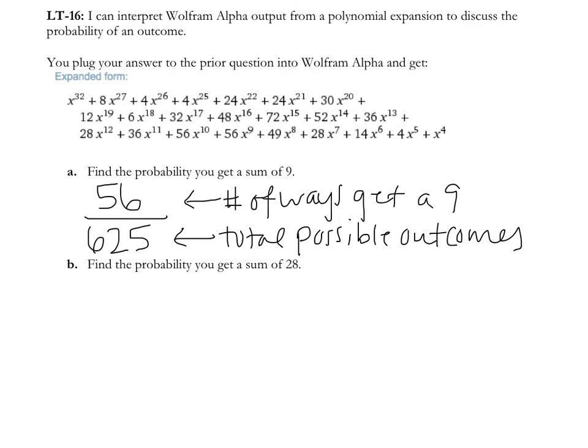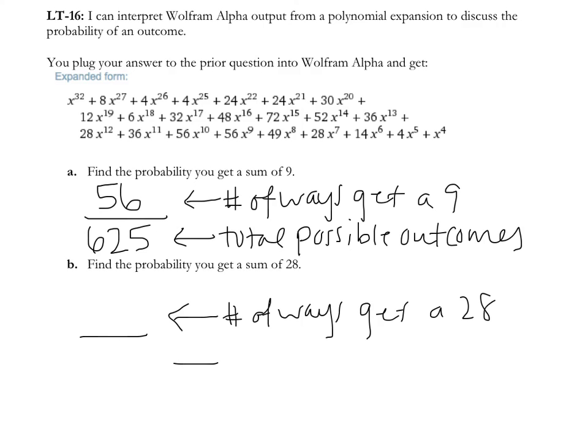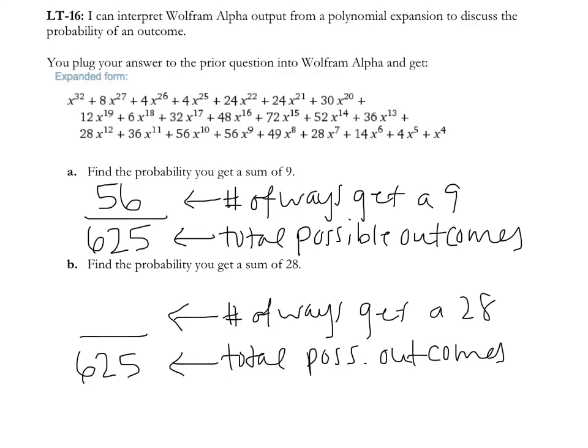Now, problem B asks us to find the probability you get a sum of 28. Once again, we're going to have a fraction. The top will be the number of ways we get a 28, and the bottom will be the total possible outcomes. We already know there are 625 possible outcomes, so we just have to figure out the top. To do that, we're going to look in our polynomial up here for the term that has a 28 as the exponent, and the coefficient of that term will give us the number of different ways you get a 28.